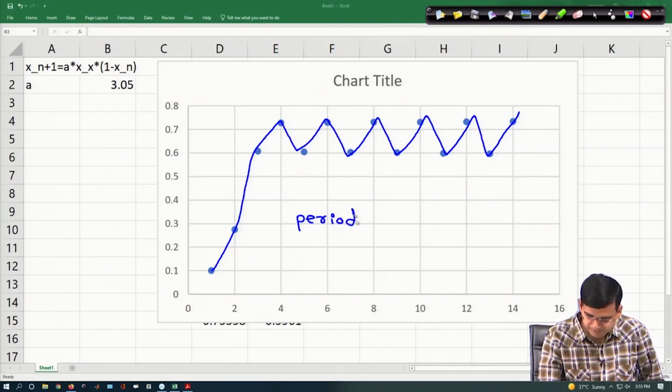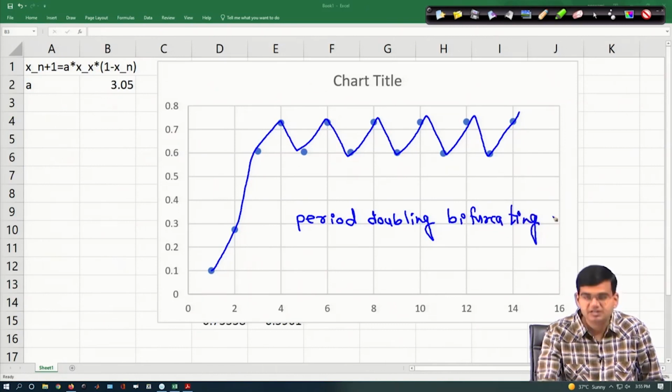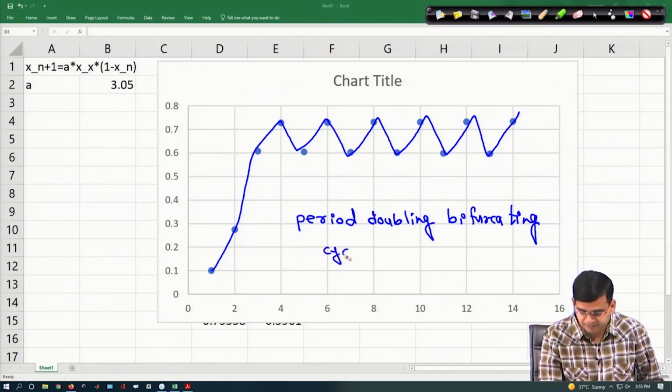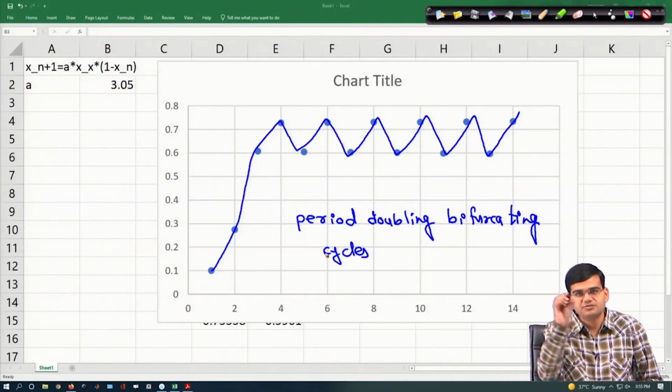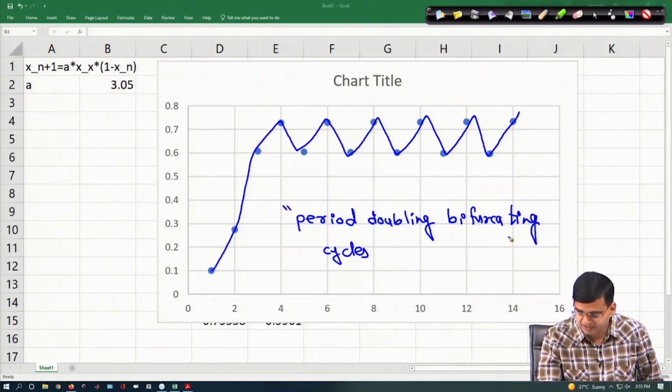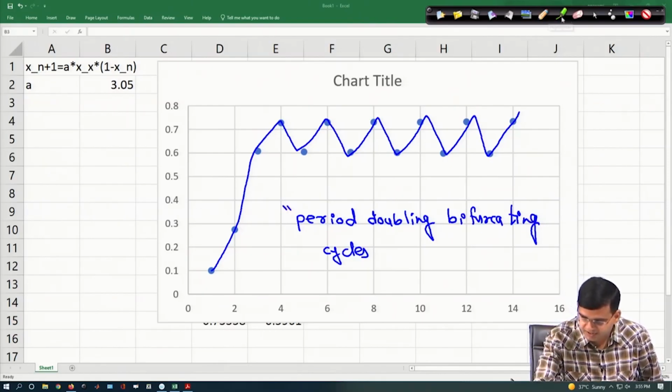period doubling bifurcation. When you start seeing cycles in your system. So, these are cycles. Why these are cycles? Well, you keep on moving in a cycle, the values repeat, and therefore, period doubling bifurcation happens in your system.